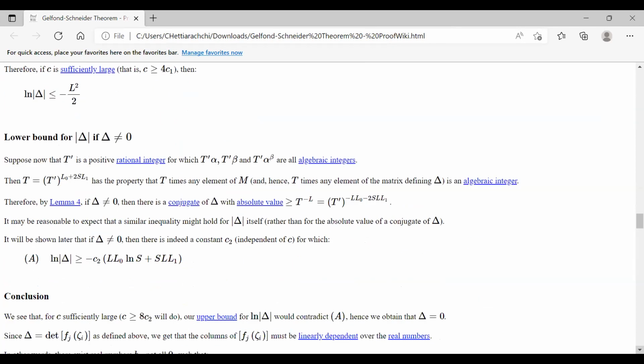I'll try my best to explain it. So, to get the lower bound, in case delta is non-zero, we use lemma 4. This is how we do it. Suppose that t prime is a positive rational integer for which t prime alpha, t prime beta, and t prime alpha beta are all algebraic integers. Here's the definition of algebraic integers.